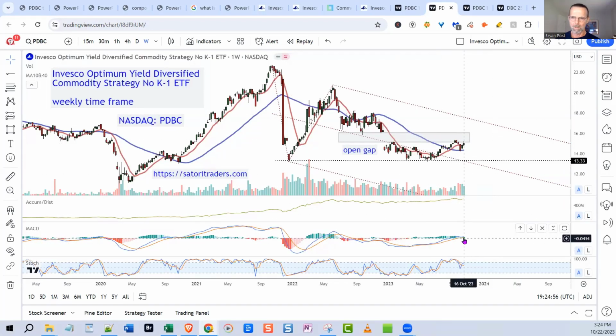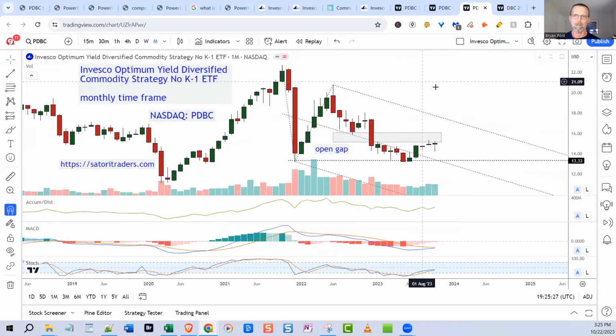MACD in bull mode on a buy signal. So again, primary trend is to the upside. Energy is elevated. Notice that we've got bottoming again in the weekly time frame. We've got this low back early 22, and then this recent bottoming touched that level and appears to be moving upwards from that level. So not bad looking in the month or weekly time frame.